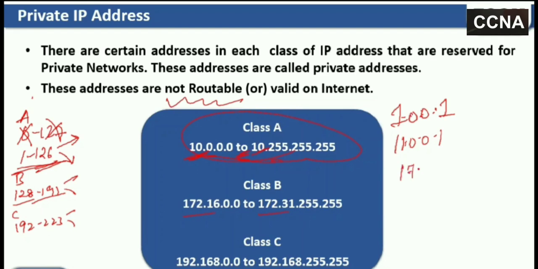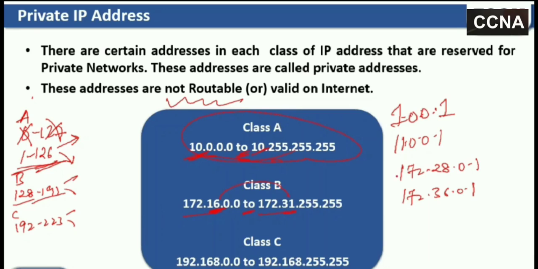For example, if I'm writing 172.28.0.1, private or public? Private. Because what is it saying? 172.16 to 172.31. It means 16 to 31. Between that, the numbers which are allowed, all of those are private addresses.